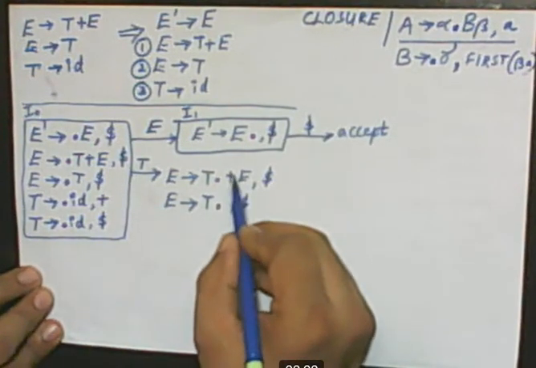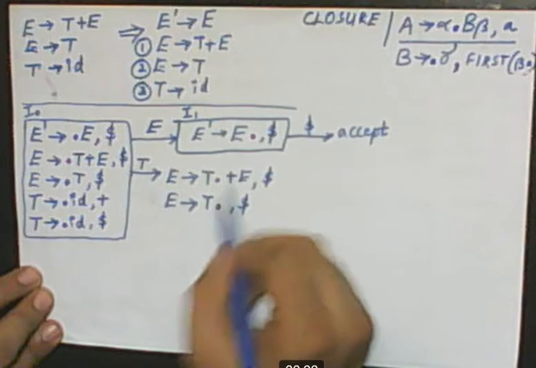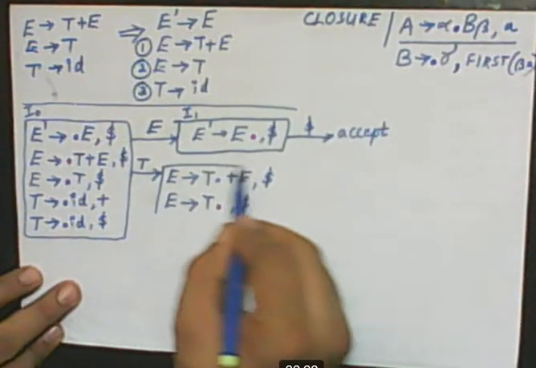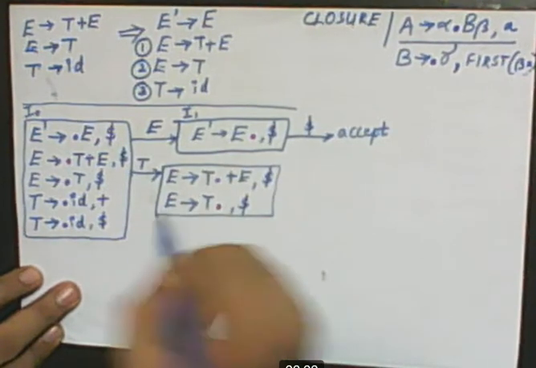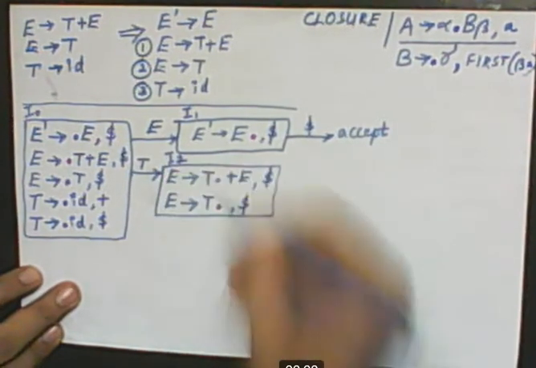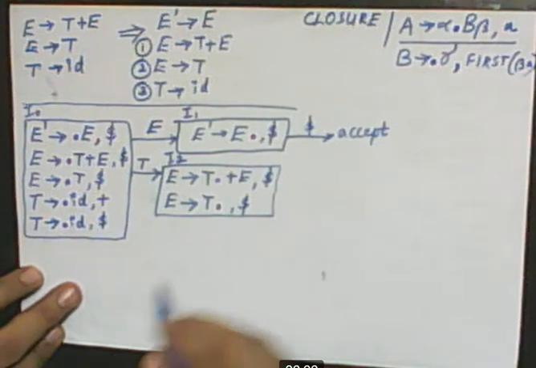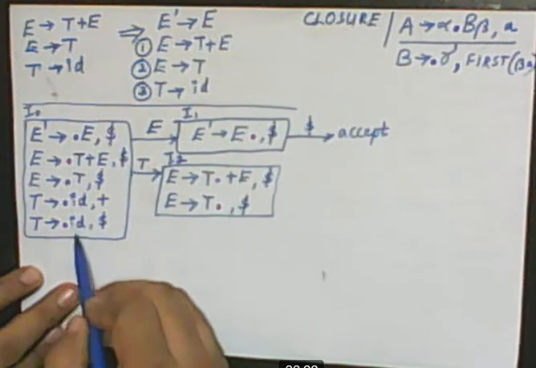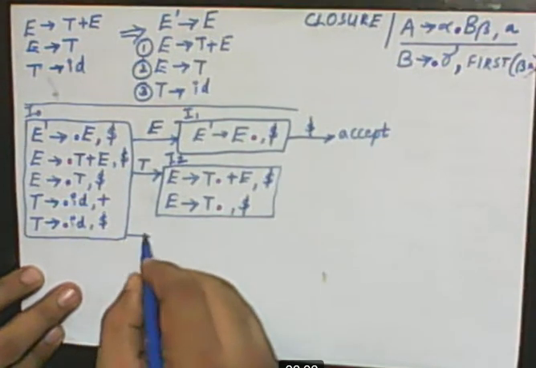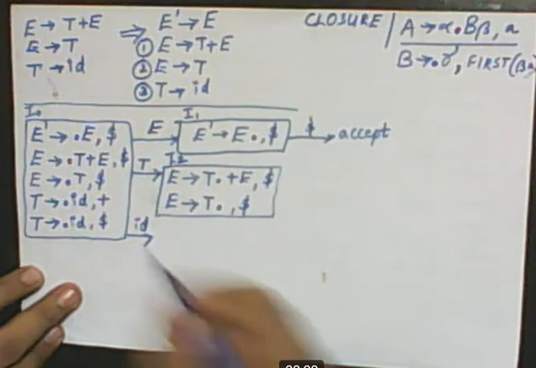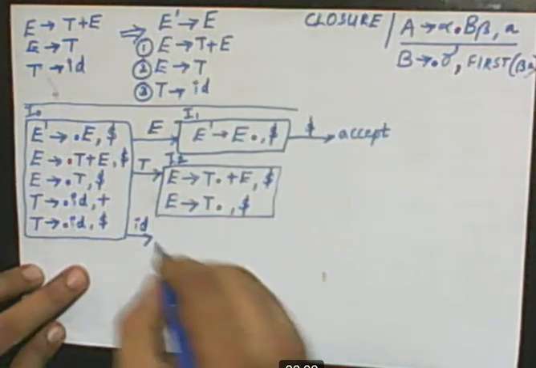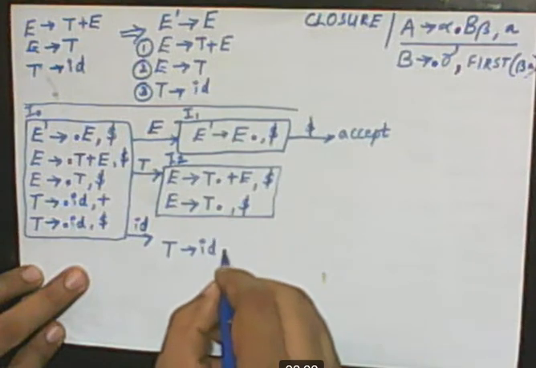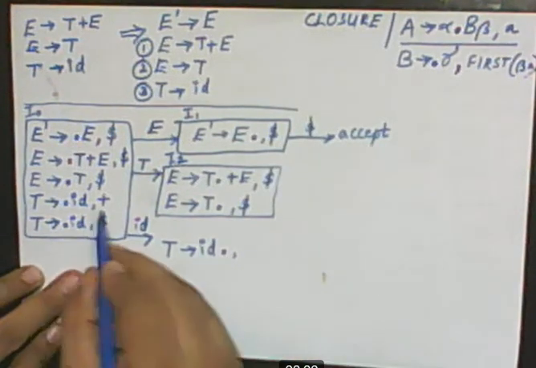If you see, after finding the closure also, there cannot be any more LR1 items which could be added. So this is the next state, I2. Okay, now E is over, T is over. Now we can have ID. Let us see that. That is a terminal symbol, ID. So T gives ID dot, and we are talking about this.